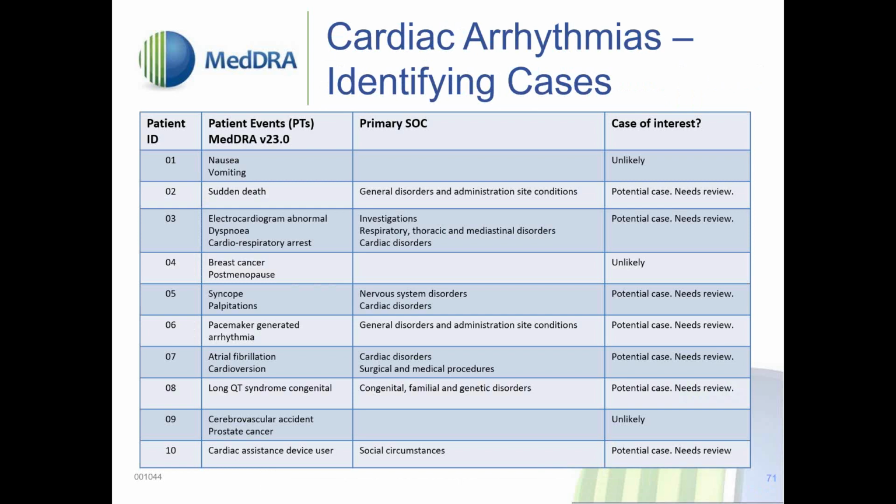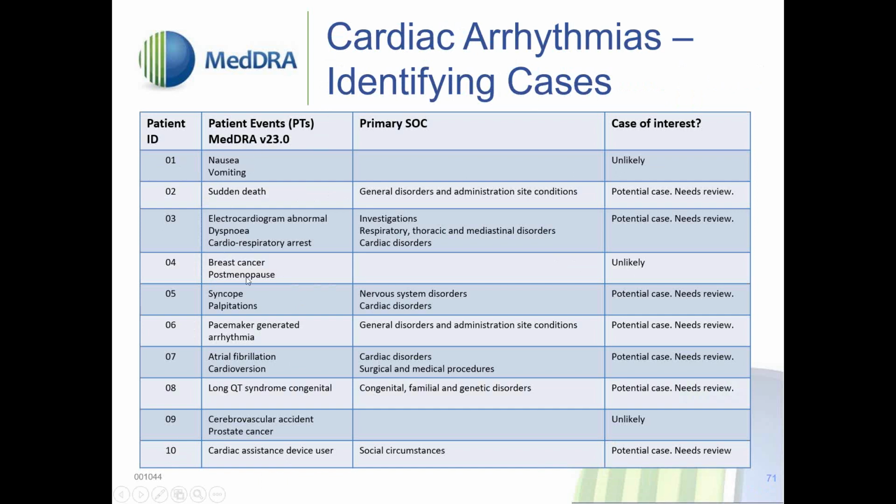You see a list of adverse events for 10 patients. Here are the adverse events, where first superficial medical review came to the conclusion that 7 of them are potential cases of cardiac arrhythmia and that additional 3 are unlikely to be cases of cardiac arrhythmia. Now let's have a look at these 3 first. Unlikely, patient ID number 1, nausea, vomiting.